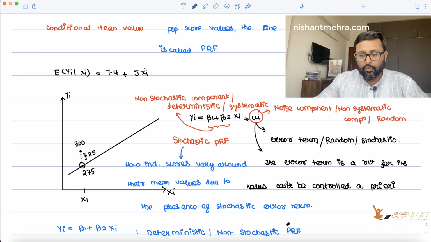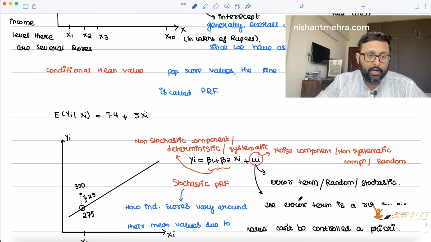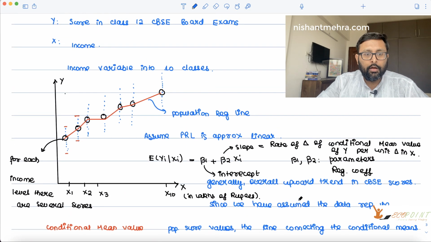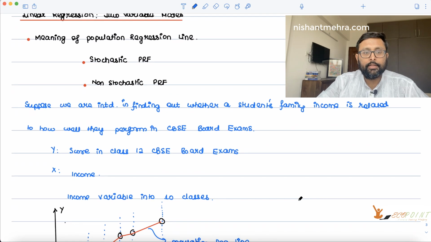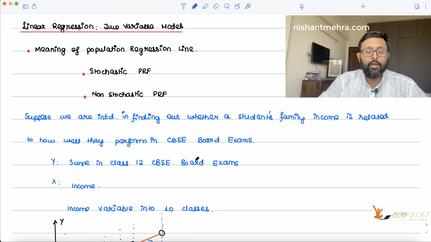So what is it that we have learned here? That is, what do you mean by a population regression line? So that's the idea. Next time we'll talk about the stochastic component and the sample regression line, right? Thank you.